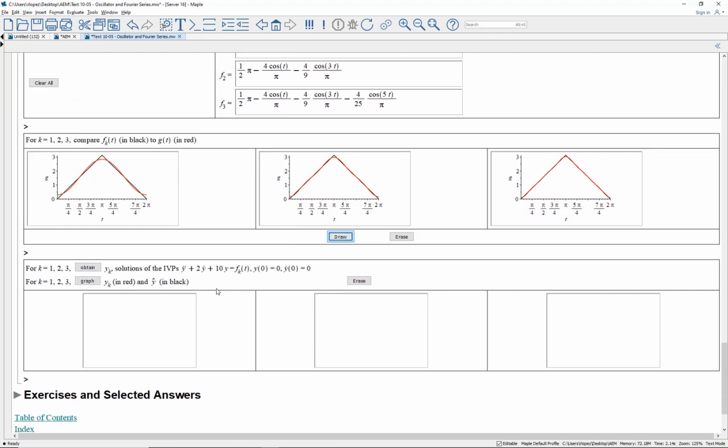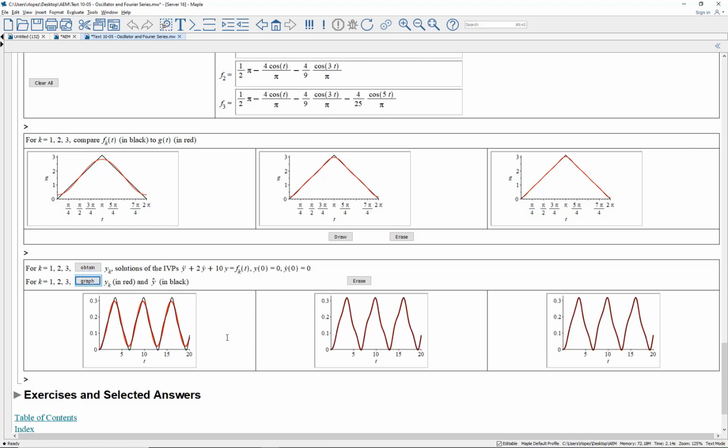Let's drive the system with each of these 3 approximations. So you have to solve 3 boundary value problems. And these are the graphs of the resulting solutions. And I've graphed the resulting solutions on top of the exact solution. With t from 0 to 20, that's exact.